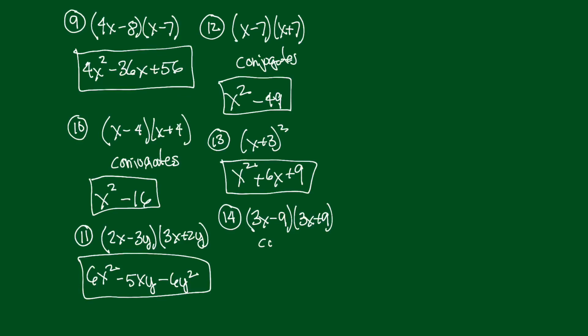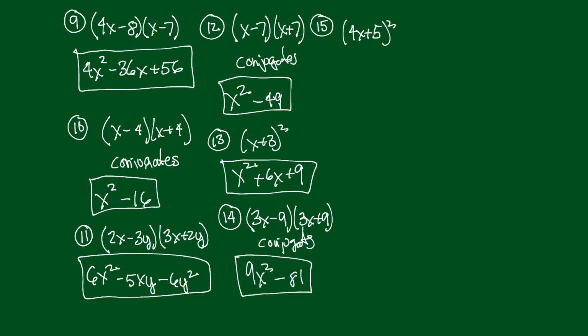14 looks like conjugates. Right, I've got 3x minus 9, 3x plus 9. They're the same terms, but one opposite sign. So I have a pattern for this. Square the first. Now, here's the first, 3x. Square the first. 3x times 3x, 9x squared. Put a minus sign. Square the last, 9. Square the 9, you get an 81. Right, so square the first, put a minus sign, square the last.